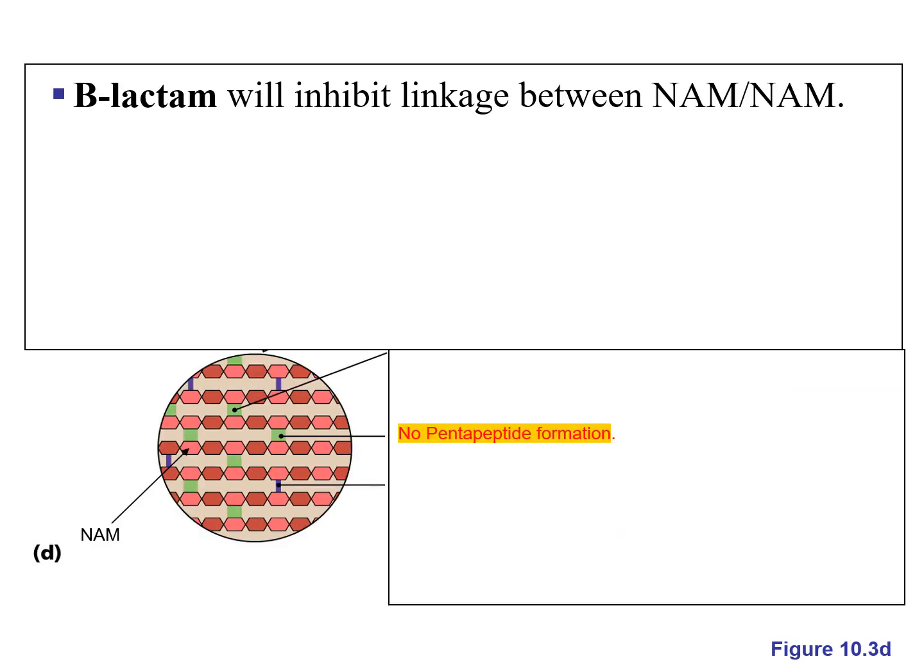That is how the beta lactams will work. Beta lactams will inhibit linkage between NAM and NAM. So the pentapeptide, those glycines, are going to be between the pink hexagonal shaped structures. So when the patient takes beta lactam, it inhibits the formation of the pentapeptide. Therefore, the layers float away.